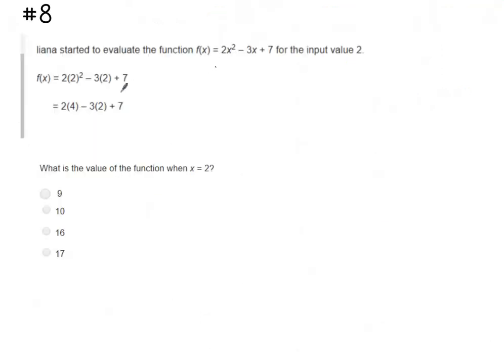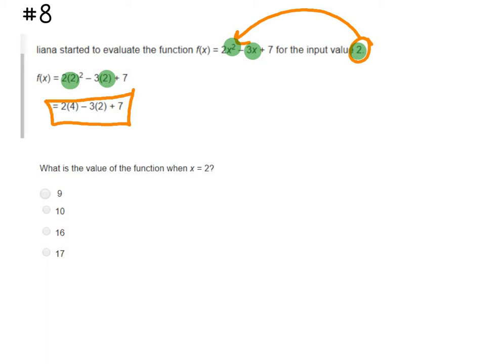On number 8, so we're kind of looking at inputs and outputs. So they're asking you if you take an input of 2, which means I plug it in for my x, which is what they're doing here. All they've done is they've replaced the x's with the value of 2. And so all you have to do is just simplify this. So you can put that in the calculator. So that's saying 2 times 4 minus 3 times 2 plus 7.